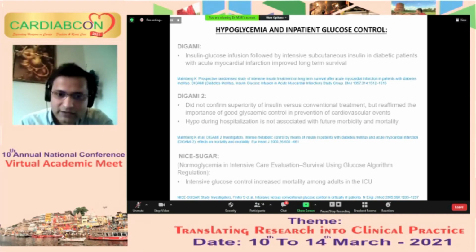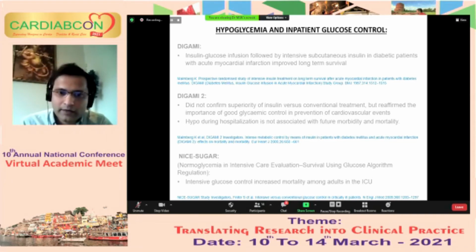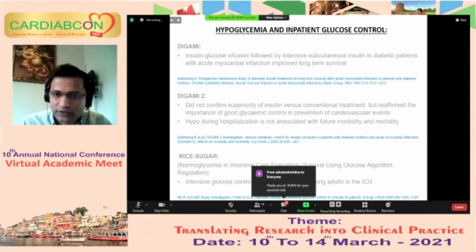Subsequently, there was the NICE-SUGAR trial. Again, this was published in NEJM in 2009, where they saw that intensive blood glucose control in intensive care settings did increase the hypoglycemia, and did increase the mortality in the intensive care setting. Another point to note from this study was that patients who were not on insulin, if they developed hypoglycemia, that is also considered a risk factor. So it looks more like a marker of vulnerability in these populations, which predicts the future outcome.